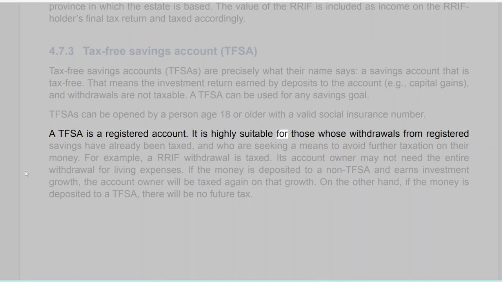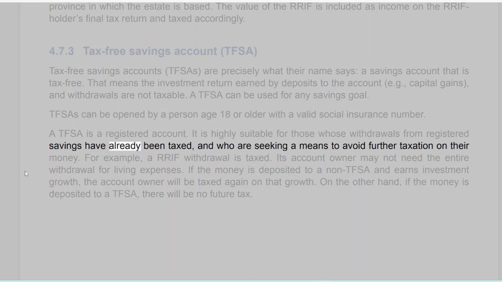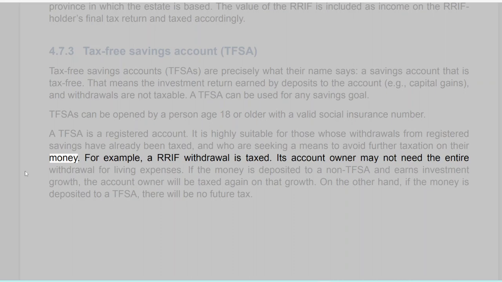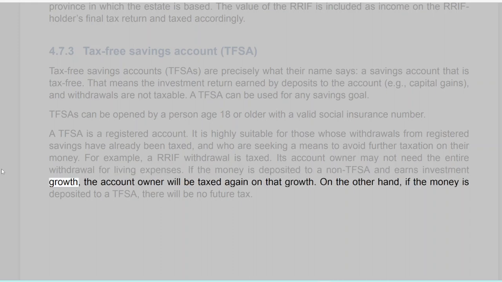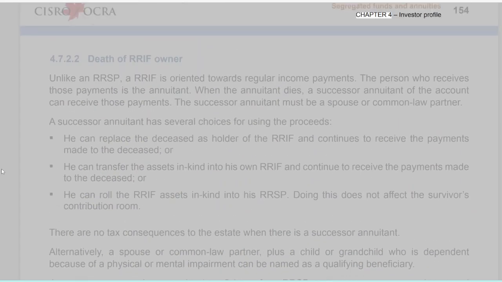It is highly suitable for those whose withdrawals from registered savings have already been taxed and who are seeking a means to avoid further taxation on their money. For example, a RRIF withdrawal is taxed. Its account owner may not need the entire withdrawal for living expenses. If the money is deposited to a non-TFSA and earns investment growth, the account owner will be taxed again on that growth. On the other hand, if the money is deposited to a TFSA, there will be no future tax. Segregated funds and annuities, Chapter 4, Investor Profile 154.